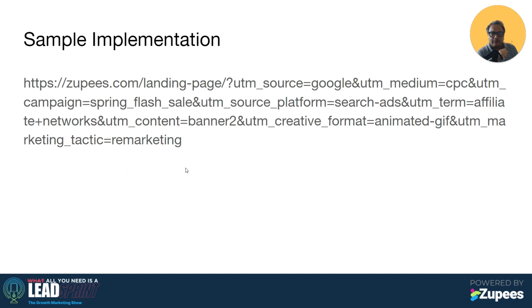And they can be in any order. For example, you could have the UTM tactic as the first thing, source as the last thing, source platform as the middle thing. It doesn't matter. They can be in any order as long as the structure is key value pair. Everything is good.